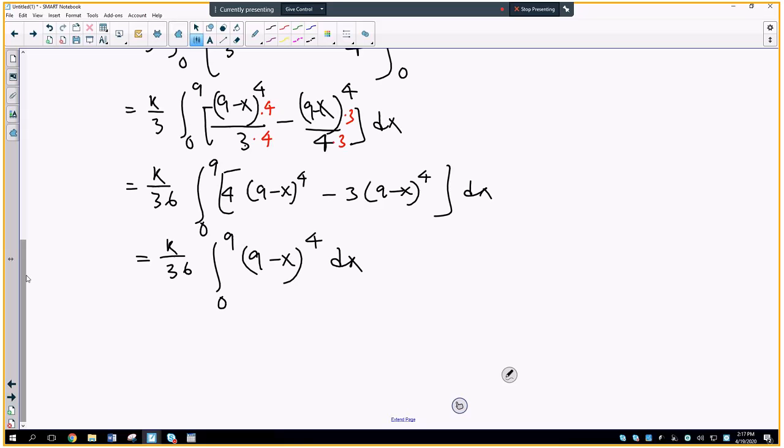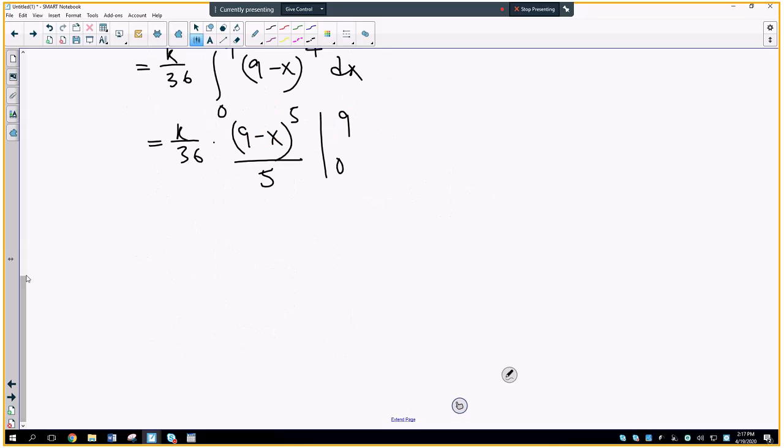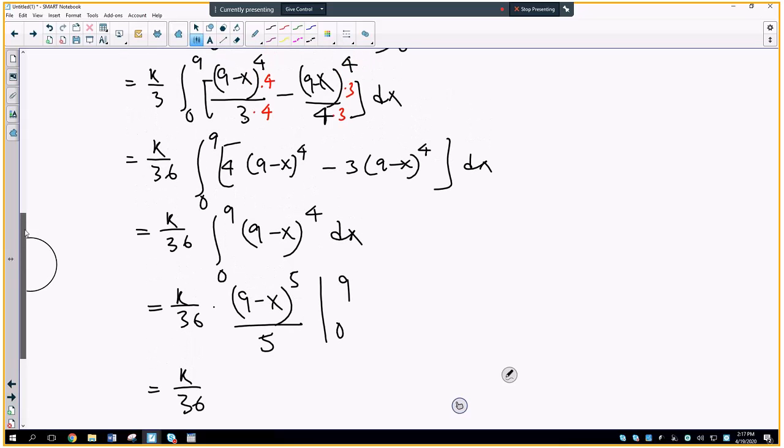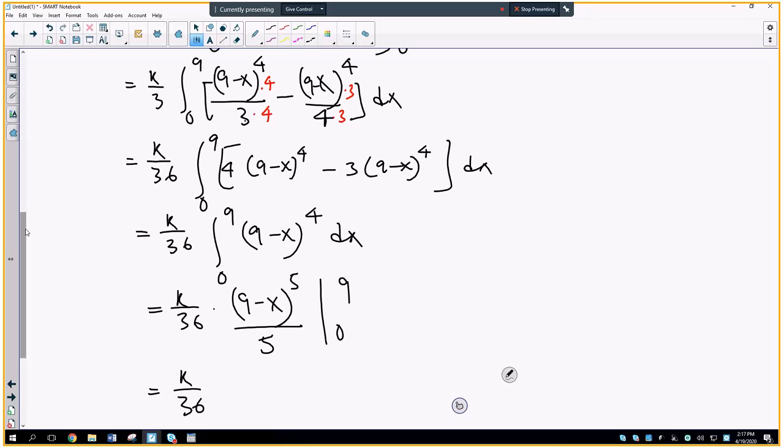And I do the antiderivative, so I get k over 36 times negative 9 minus x whole to the power 5 all over 5. Limits are 0 to 9. So we get k over 36, and I'm going to put in x equal to 9. If I do so, I get 0. If I put x equal to 0, that should be a negative 5, I'm so sorry, then I get 9 to the power 5. So this is minus 9 to the power 5 over 5.